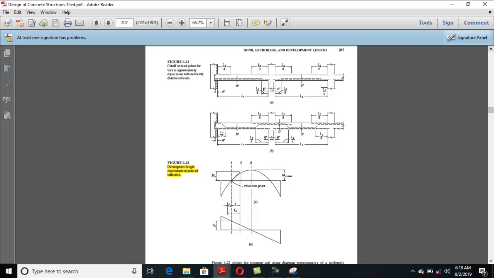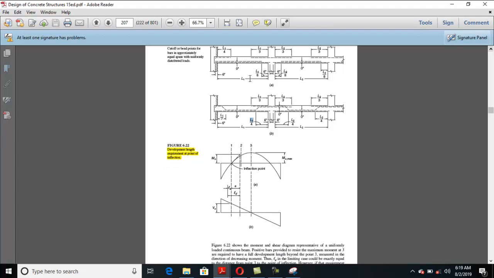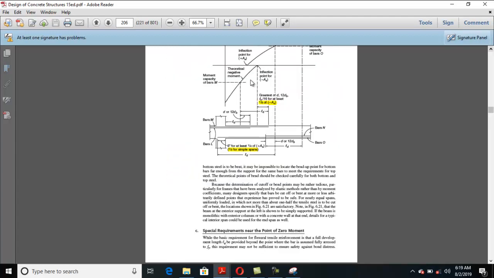You need to bend the bar at a 45-degree angle and at a distance of L1 divided by 7, and 1 is this length. Clear? And this is L1 by 4. You need to bend the bar at a distance of L1 by 4. Similarly, you need to extend the bars for 6 inches. So this diagram is also very useful, but they work for uniform spans and uniform UDL loading. Clear? Not for other types of loading. So basically, these are some special requirements near the point of zero.